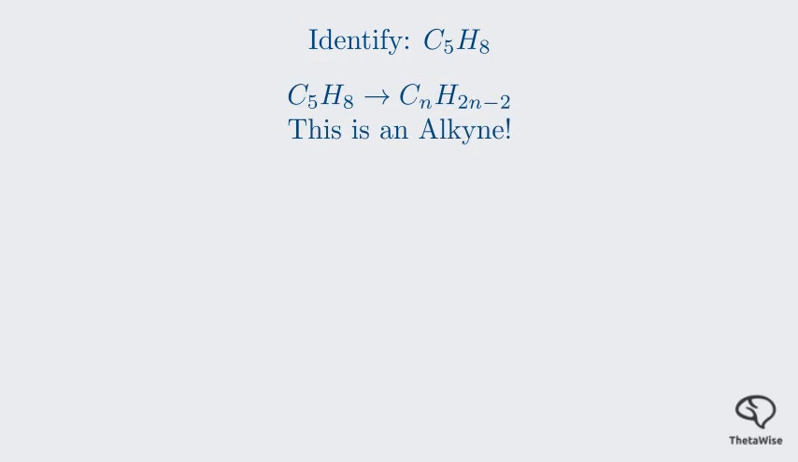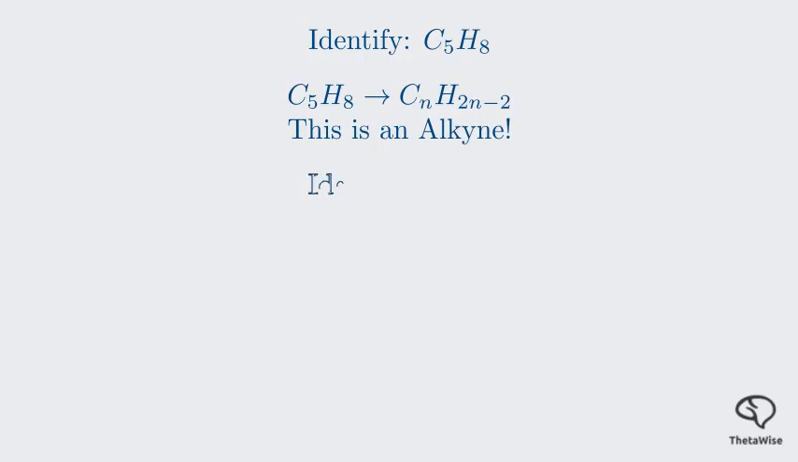To solidify this, let's try a quick identification challenge. I'll show you a formula or a structure, and you try to figure out which class it belongs to. Ready? First up. What about C5H8? Take a moment to think about the general formulas. Does it fit CnH2n+2, CnH2n, or CnH2n-2? It's an alkyne. If n is 5, then 2 times 5 minus 2 is 8. So this is a pentyne, like 1-pentyne.